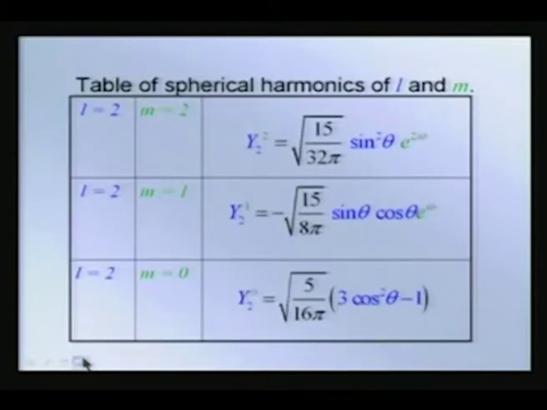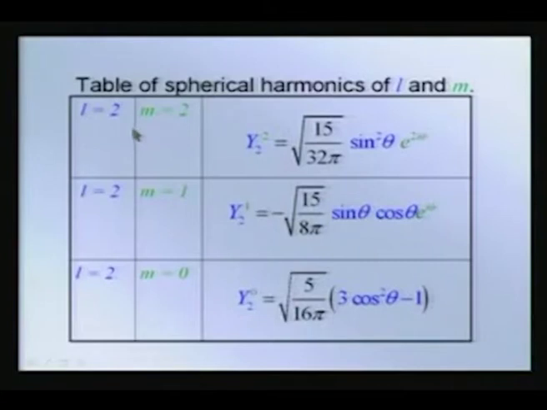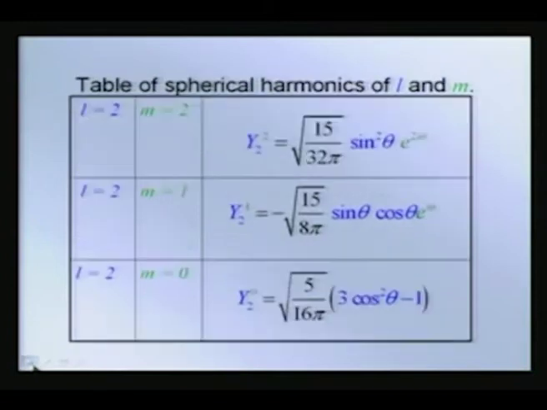For L equal to 2, which is possible only if n is 3, because n minus 1 is the maximum value for L. Therefore, n must be 3 in order for L to be 2. For L equal to 2, there are 5 possible solutions, namely m equal to 2, 1, 0, minus 1 and minus 2. And again let us look at the solutions carefully.